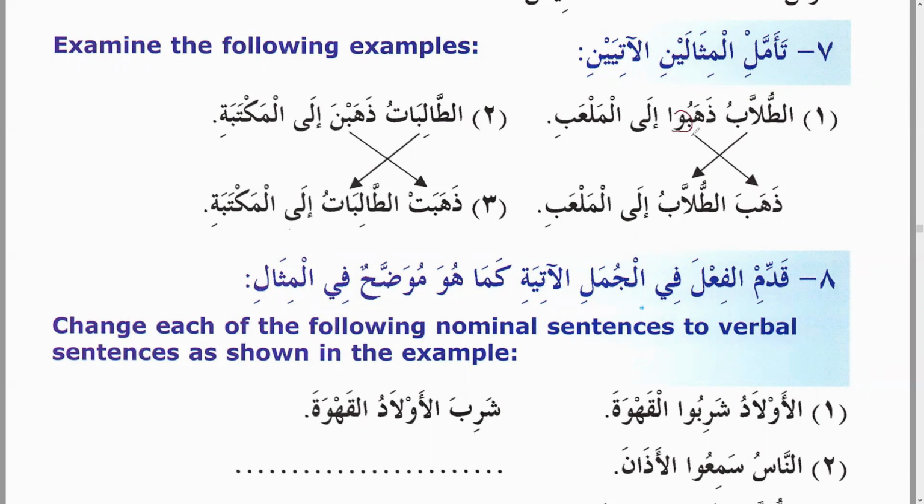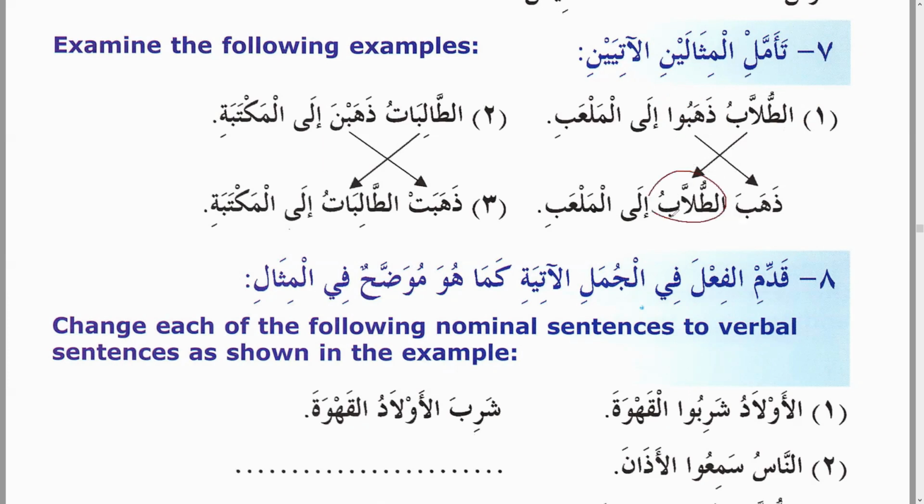At-tullabu dhahabu ila al-malab. Where's the file? The wow is the file. This is not the file because the file should come always after the verb, right? The students went to the playground. So, if you want to bring this in front, then you have to make it singular. ذهبت طلاب, right? Because the file is already here. We cannot bring another wow as file, right? You have to bring it singular.